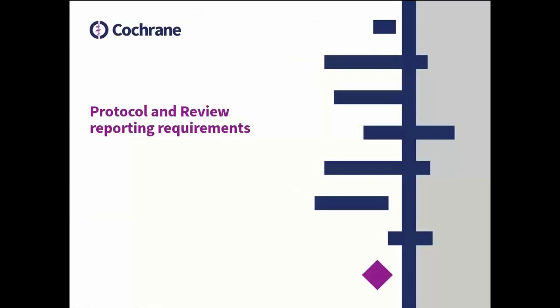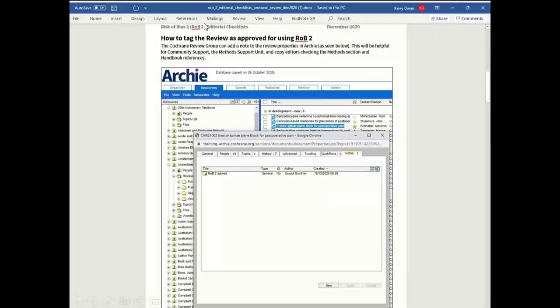So during the Risk of Bias 2 pilot, we've created some reporting requirements for protocols and reviews with the help of managing editors. First of all, this just shows you how you can tag a review as approved for using Risk of Bias 2. So it's important that the authors correspond with the CRG to decide whether they're happy for them to use Risk of Bias 2 and RevMan Web. And you just need to go to the notes section in Archie, and you can see that Risk of Bias 2 is agreed, and this will help the Method Support Unit and community support and copy editors as well.